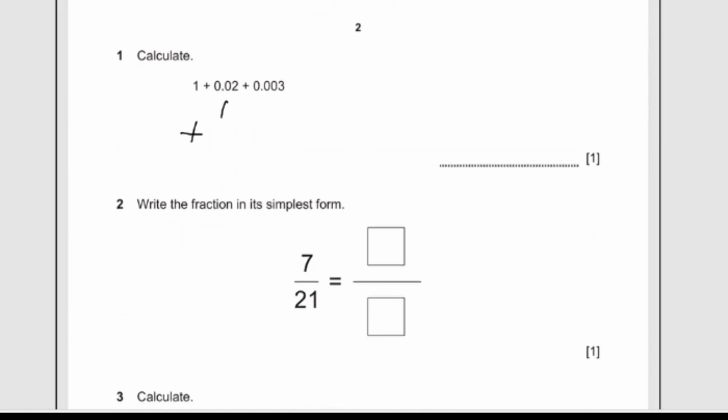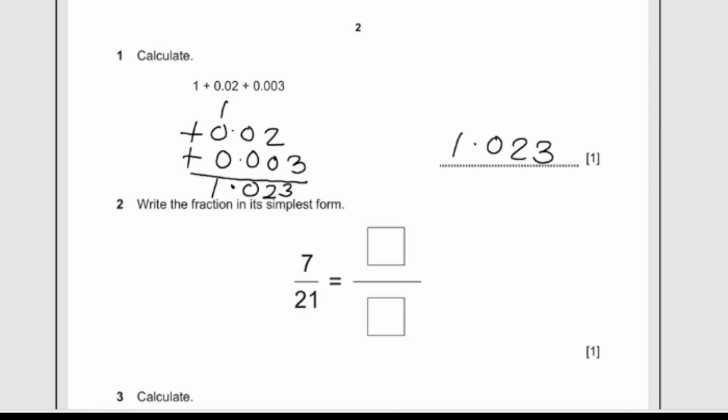For this, you have to just remember to write ones at the ones place, tens at the tens place, thousand at the thousand place, and just add the numbers. So the first answer is 1.023.